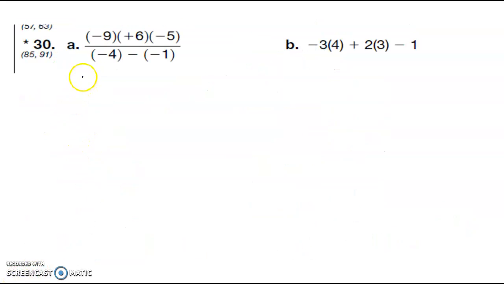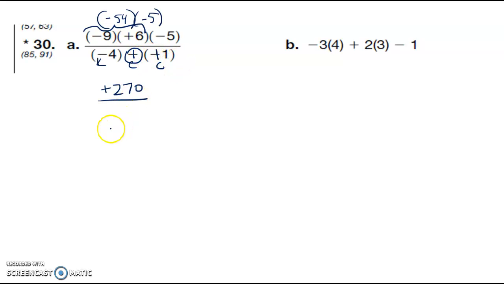Okay. Last one, everything up here is being multiplied. So negative 9 times a positive 6 is a negative 54. So negative 54 times a negative 5 is going to be a positive 270. And then on the denominator, we have a subtraction problem, so we're going to keep, change. That makes this plus and this plus. Negative 4 plus a positive 3 gives me negative 1, plus a positive 1 gives me negative 3. 270 divided by negative 3 is a negative 90.